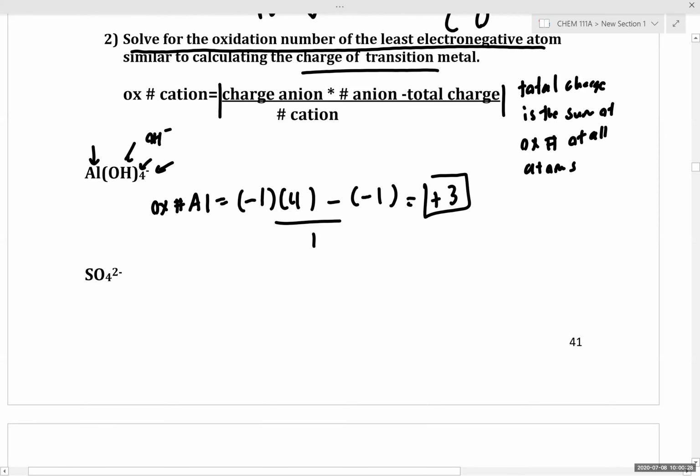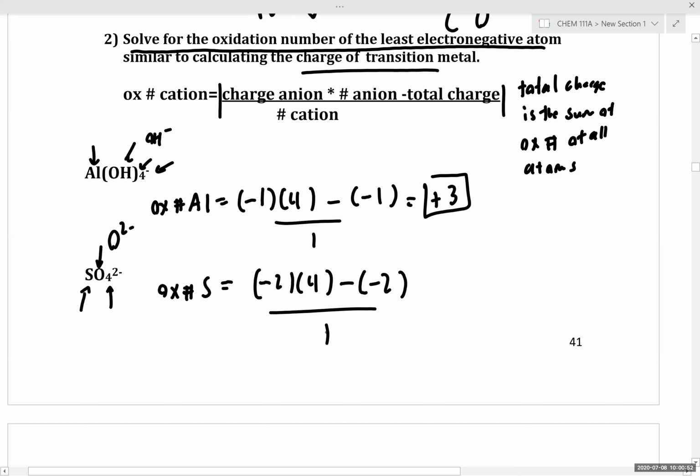Set it up like this. For sulfate, let's try to calculate the oxidation number of sulfur in sulfate. Well, looking at our anion, in this case it's O2-, so we have -2. We have 4 oxygen atoms. Our total charge is -2, and we have 1 sulfur atom. So if we take the absolute value to calculate the oxidation number of our cation, which is going to be positive, that in turn gives us an oxidation number of +6.